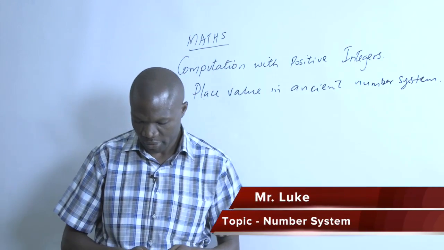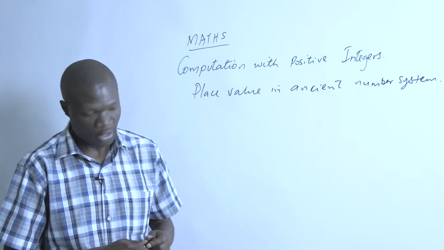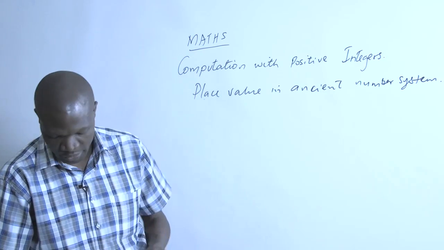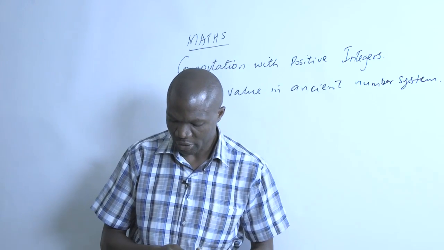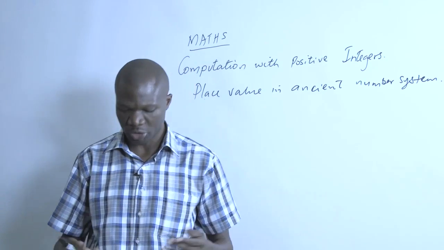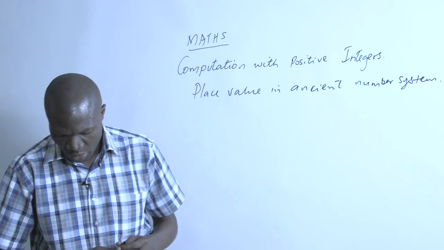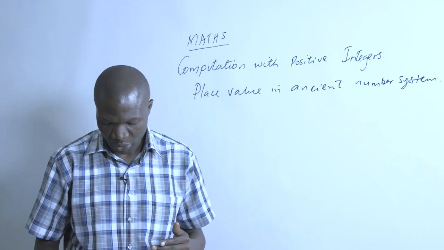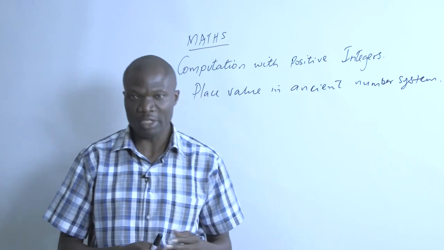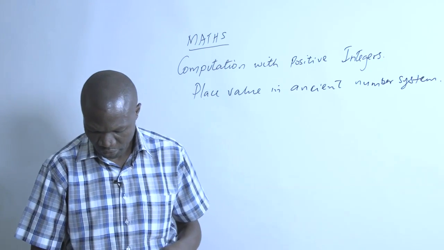Today's mathematics class, we are going to look at computation with positive integers, particularly place value in ancient number systems. Throughout the ages and in different countries, we realize that the number system has been developed and used to help in counting and also to communicate numbers. Right from ancient Egypt, we had the modern-day Chinese numbering system. Different systems have also been invented, which used pictures and symbols to represent whole numbers.